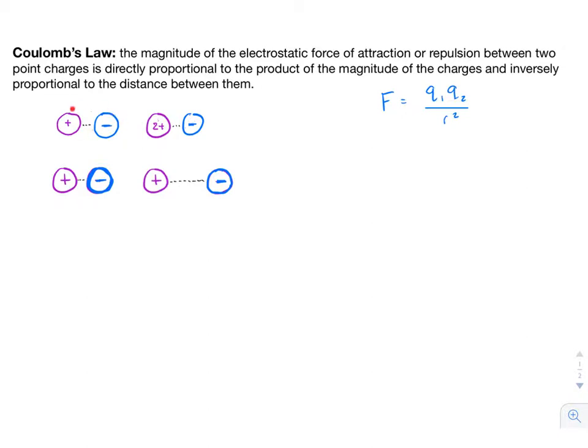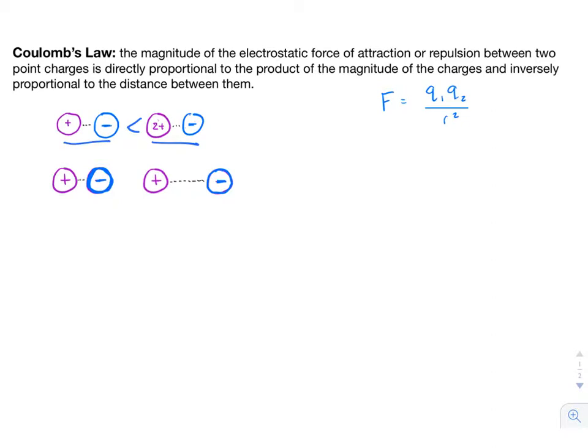Now, if we were to compare the attractive force between these two charges versus the attractive force between these two, we would have a different value. The reason is that if we inspect the charges here, we have a 2 plus charge here and a minus 1 charge there. So the 2 plus and the minus 1 is going to be greater overall charges than the plus 1 and the minus 1. Since our attractive force is directly proportional to the product of those two charges, the force of attraction for this example is going to be greater than this example.